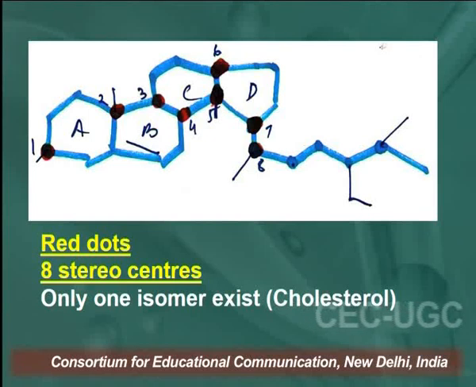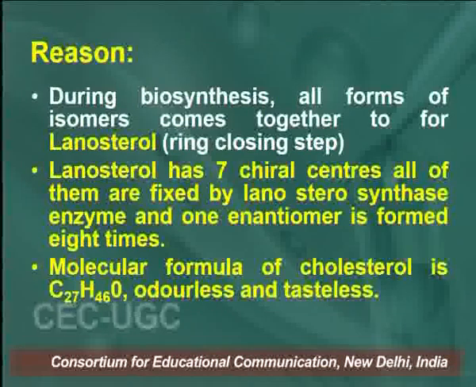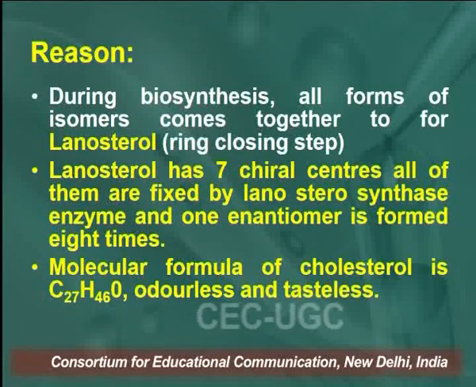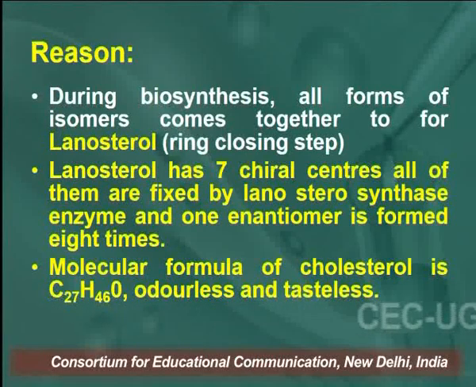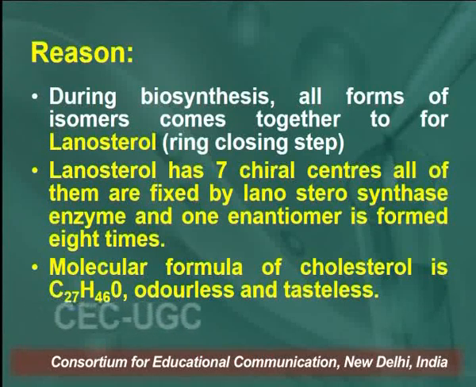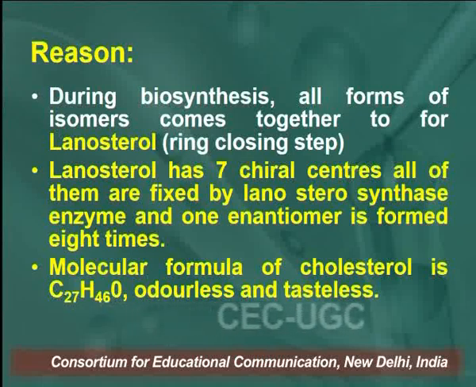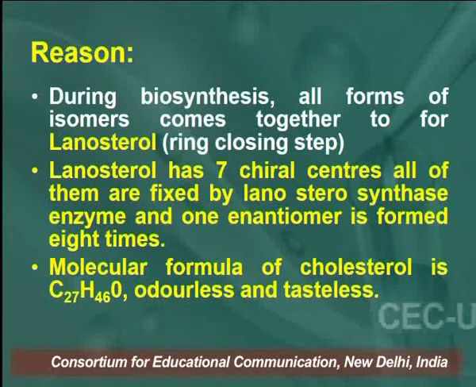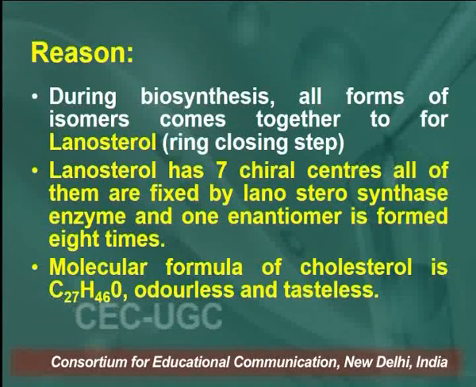So according to the rule, 2 to the power n, here the number of stereoisomers should be 256. But only one stereoisomer is present, that is cholesterol. What is the reason? It's very important. During the biosynthesis, all forms of isomers come together to form a type of steroid, that is lanosterol. We will discuss this in the biosynthesis of cholesterol, but you have to understand the reason here.